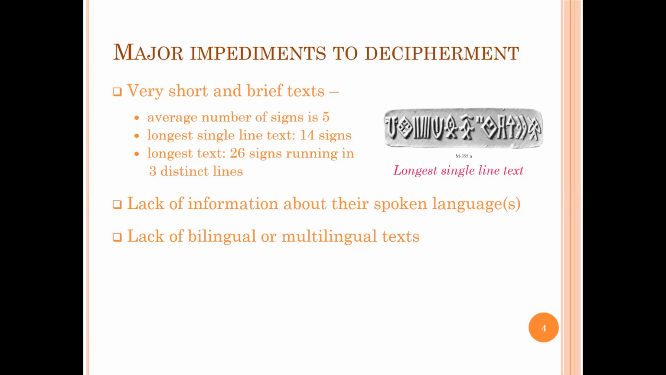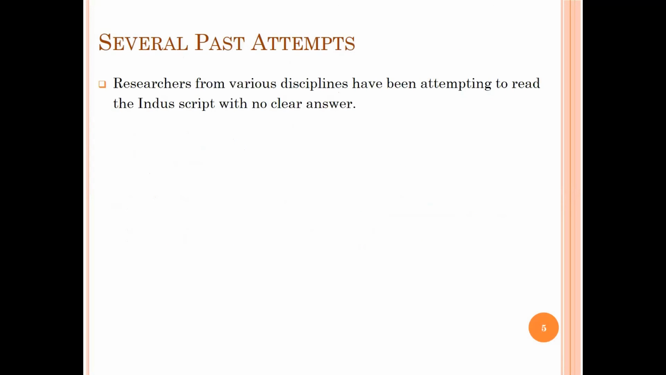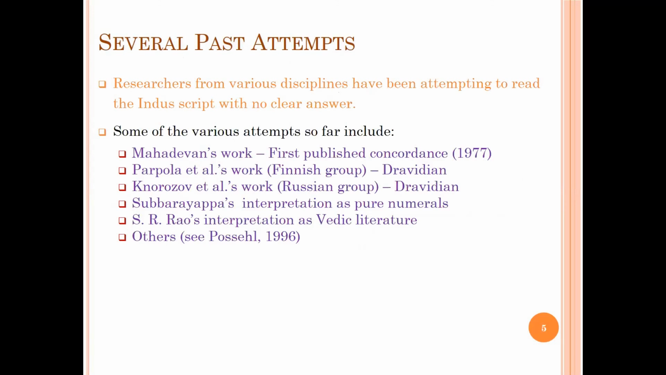So, in spite of this, scholars have been trying to read the Indus script with no clear answer. Some of the various attempts so far include Dr. Mahadevan's work, which led to the publication of the first concordance in 1977 from TIFR. And then there was the work by Dr. Parpola and his Finnish team, as well as the Russian team led by Professor Knorozov. Both of them found association of the Indus script to Dravidian languages.